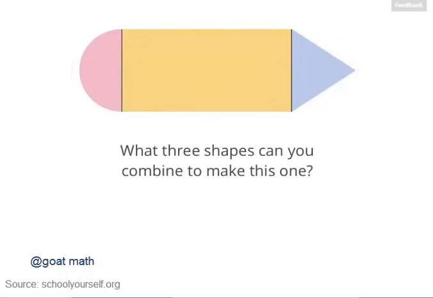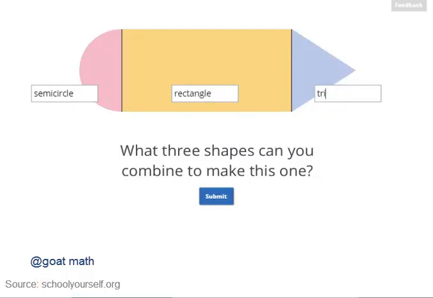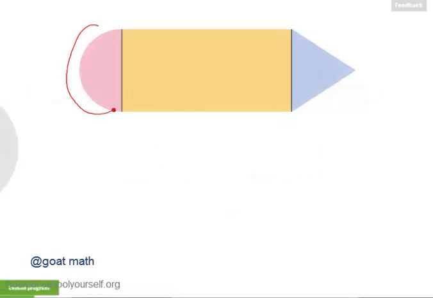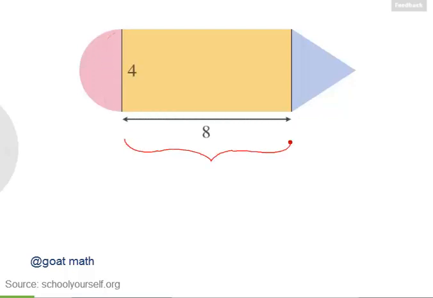What 3 shapes do we have here? If you're not sure, feel free to ask for a hint. Right, we have a semicircle, which is half a circle, a rectangle, and a triangle. Now let's include some measurements. Suppose this length is 4, this length is 8, and this length here is 3. Let's see if we can find the area of this overall shape.